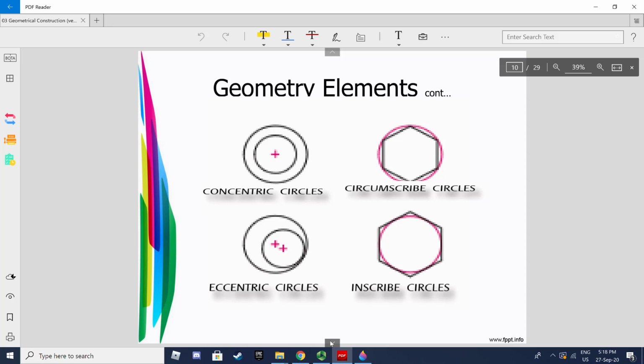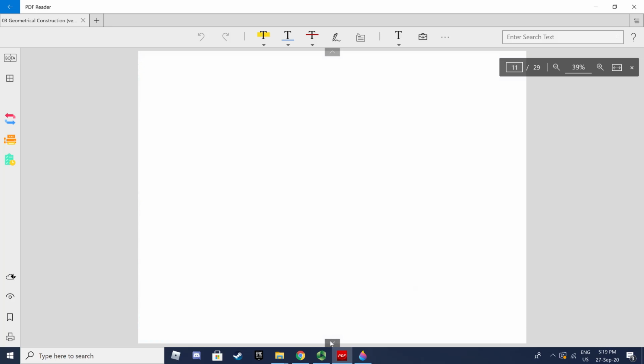Concentric circle, where you have two circles with two different radii, but concentric at the same center line. Eccentric circle, where you have two circles touching on the tangent, and the center of the circle is not the same because of different radius. And circumscribed circle, where you contain a certain shape by a circle. And inscribed circle, where the other shape encloses the circle.